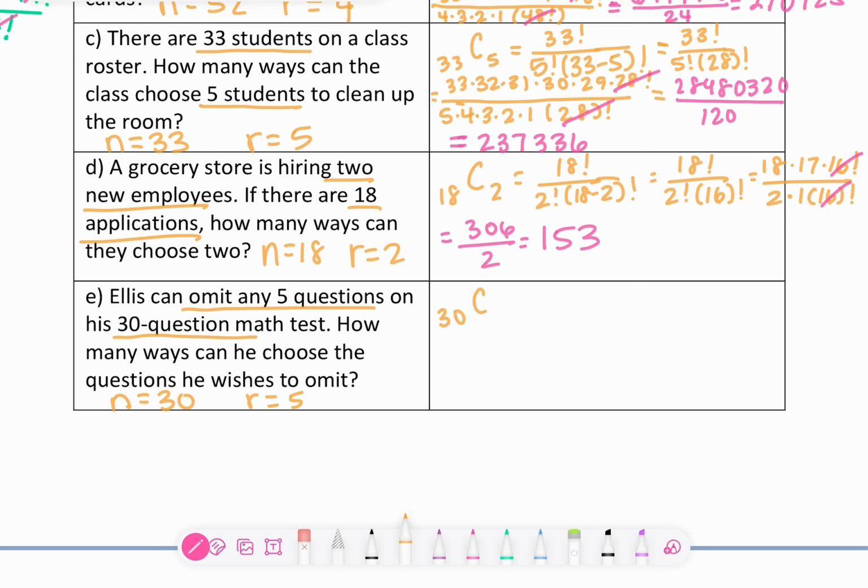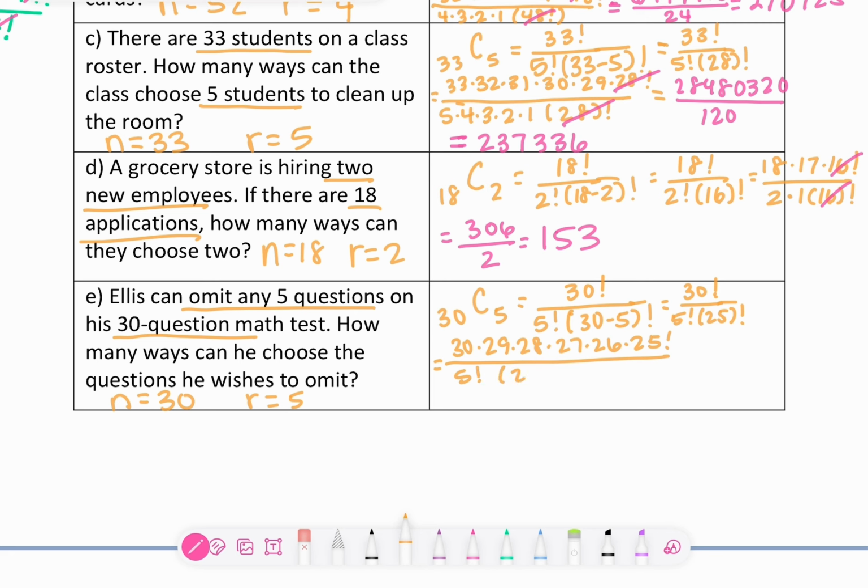So it's going to be 30 combination 5, which is the total factorial, 30 factorial, N factorial, right? Over the chosen, which is 5 factorial, which is the R, times the difference. So 30 minus 5 factorial. So that's going to be 30 factorial over 5 factorial times 25 factorial. And again, we use our little trick. So we end up with 30 times 29 times 28 times 27 times 26 times 25 factorial. Again, I'm leaving that one as a factorial because that's what I have on the bottom in the denominator. And then over 5 factorial times 25 factorial.